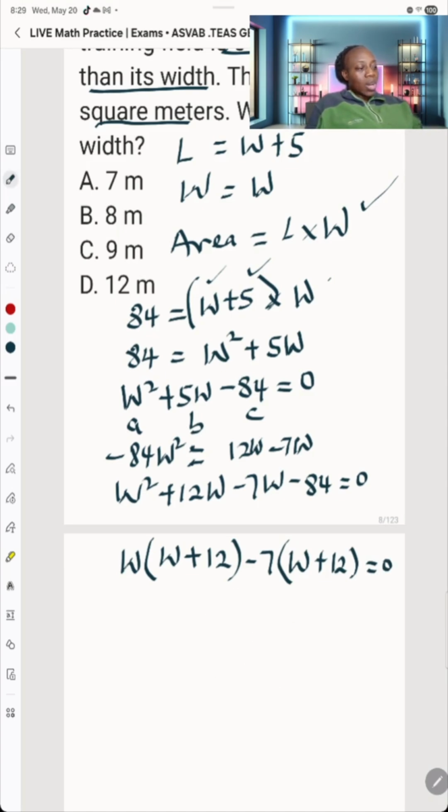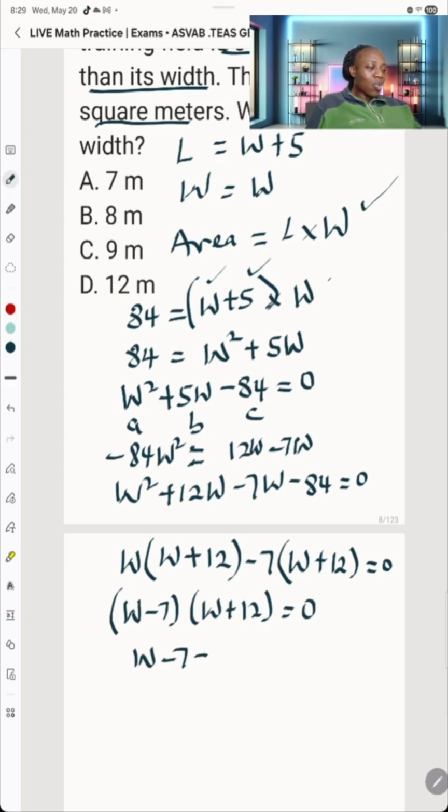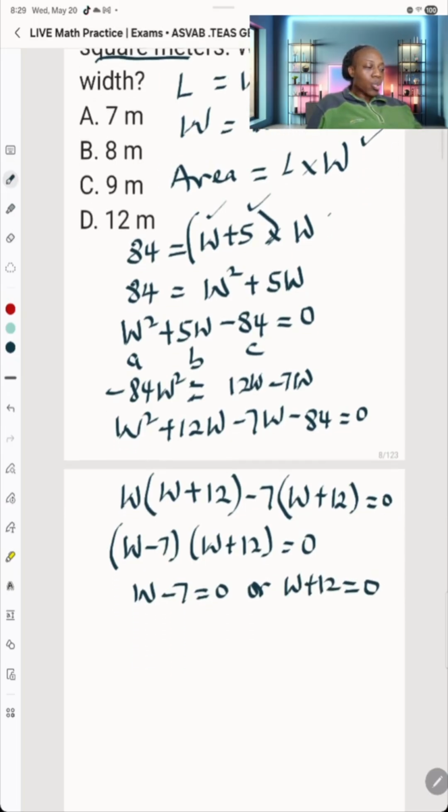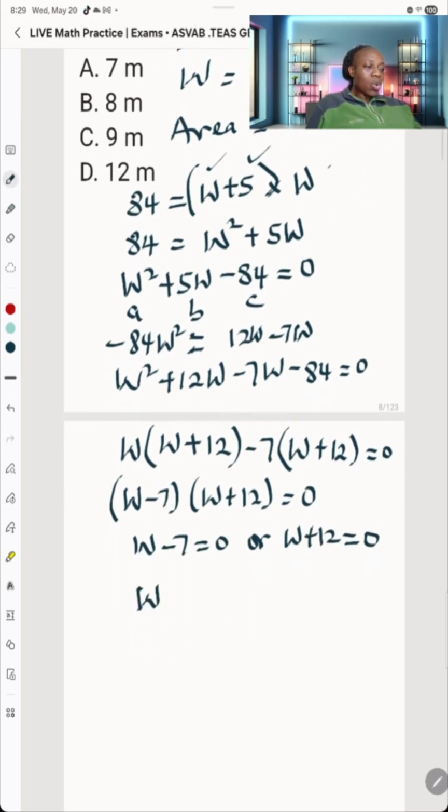We want to collect those terms that are similar and those other factors. So that's going to be width minus 7, then width plus 12, equal to 0. Width minus 7 equal to 0, or width plus 12 equal to 0. So what are we going to do here? Width equal to positive 7 or width equal to negative 12.